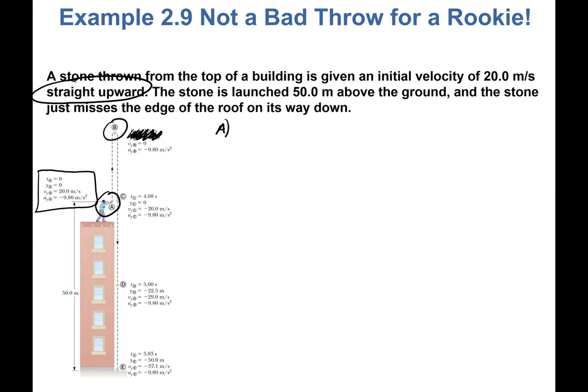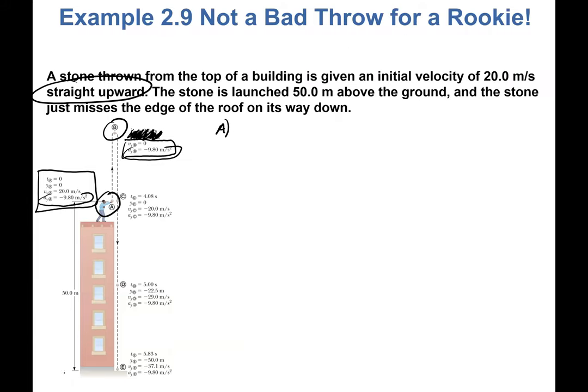I'll open it in a minute. But we know these two things for sure: the velocity at B equals zero and the acceleration is negative 9.8. Now the question is, how come the acceleration at point A is negative 9.8 and at point B is also negative 9.8? Well, that's because acceleration is negative 9.8 everywhere.